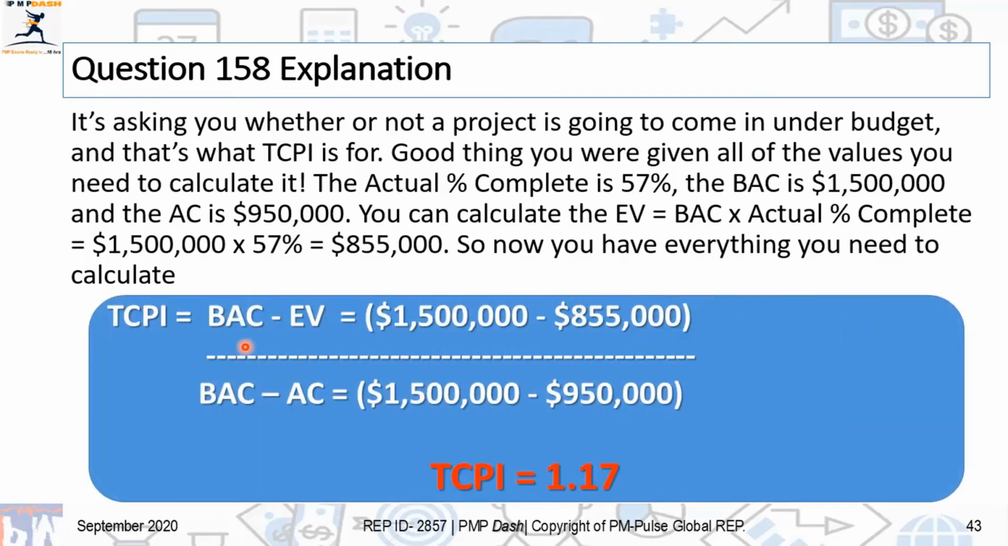So let's use it. The formula for TCPI is BAC minus EV divided by BAC minus AC, substituting the values. BAC is 1,500,000. So 1,500,000 minus EV. EV we just calculated is $855,000, right? So that's what it is. And the AC is 950,000. So once you calculate, you will find that the required rate of spending money, which is TCPI, the required efficiency at which you need to spend the money to be able to finish the project in the given BAC or the given budget, is 1.17.